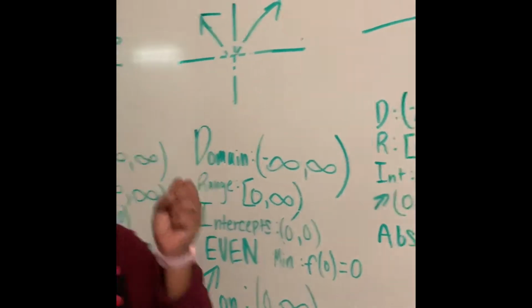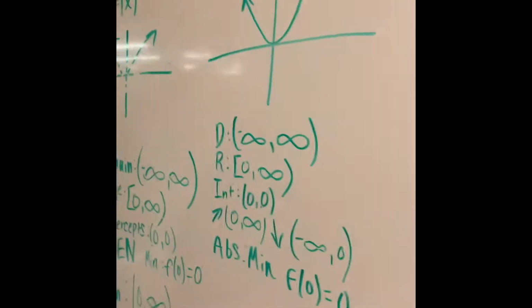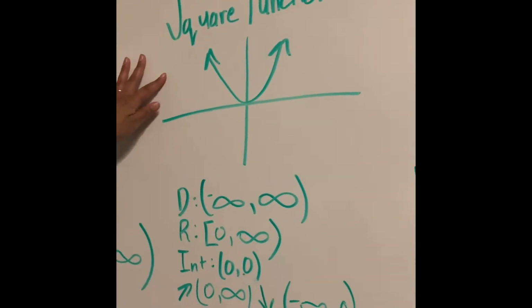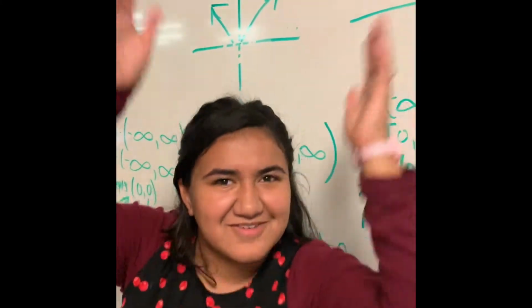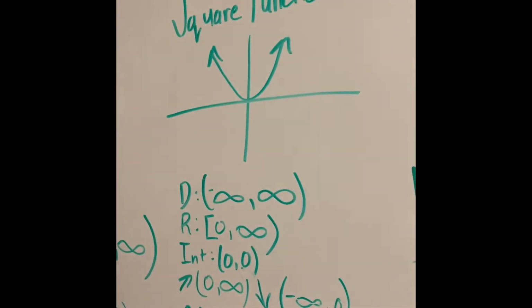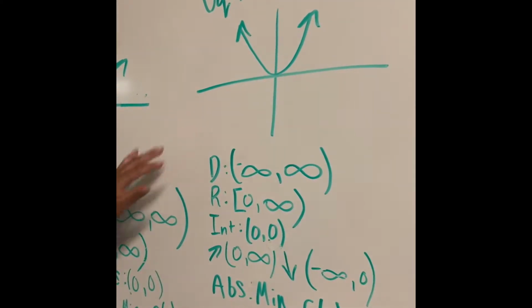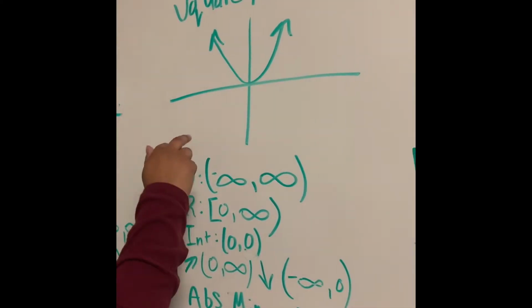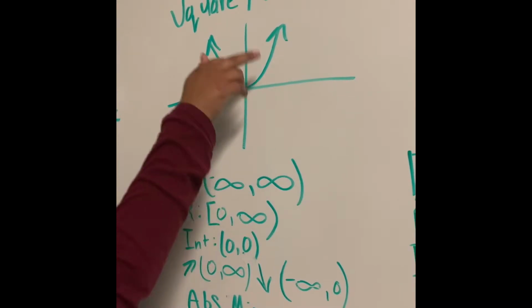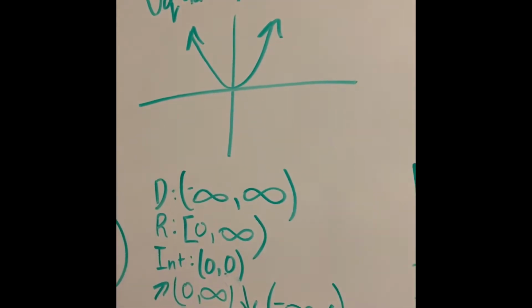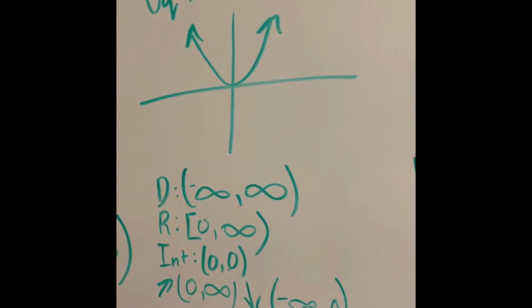Again, let's move on. Oh, look at this, the square function. This will be f of x equals x squared. So as you can see, it's a little bit of fun. The domain would be negative infinity to infinity. The range, again, up to down, is going to be from 0 to infinity. The intercept crosses through at 0, 0, and it has an absolute min of f of 0 equals 0.